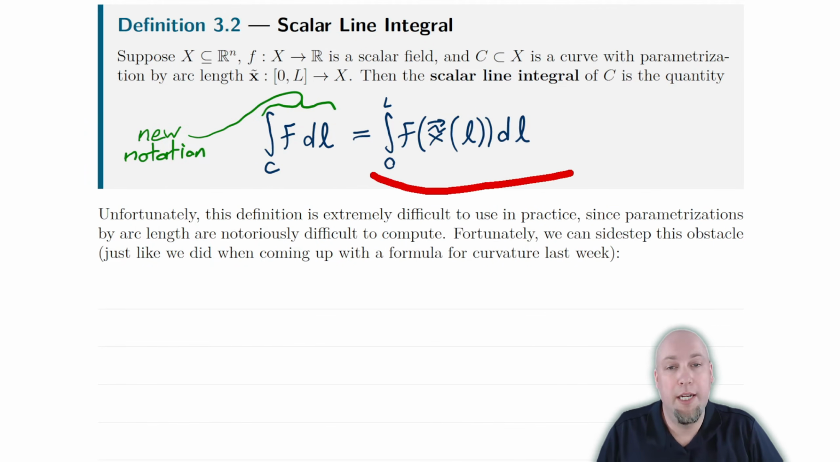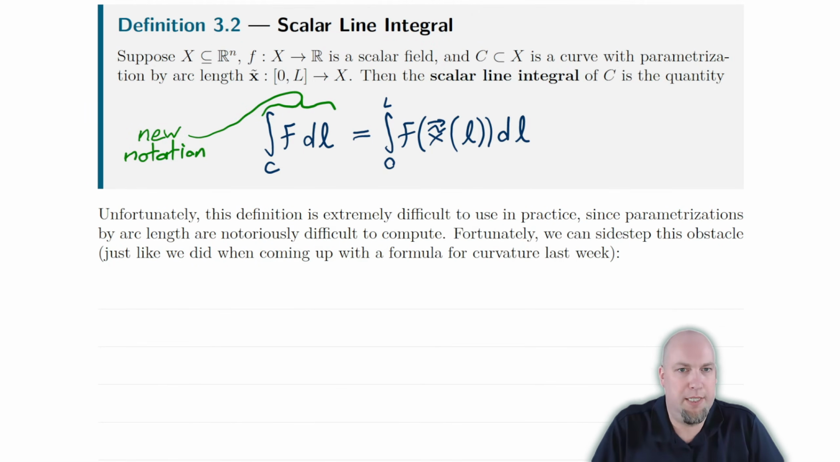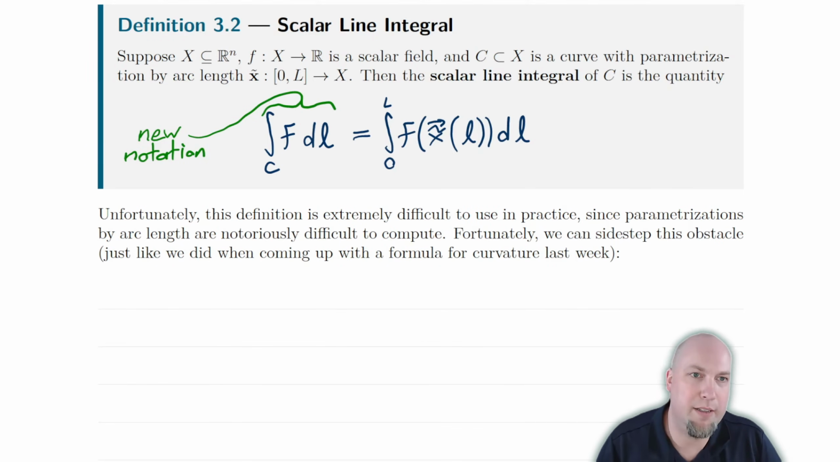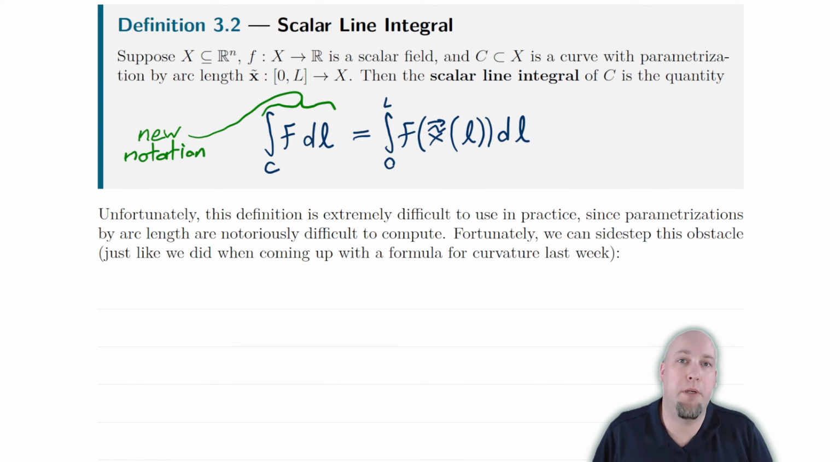This thing over here is, at least in principle, how you would compute it. What you do is exactly what we did up above. Compose the scalar field with the path, and then just integrate it with respect to whatever the parameter is. It's l here, when you've got a parameterization by arc length. l is t for parameterizations by arc length, so it's the same thing. Fine and dandy. This works as a definition of the scalar line integral. It doesn't help us actually compute it, because remember, parameterizations by arc length are awful to compute in practice.